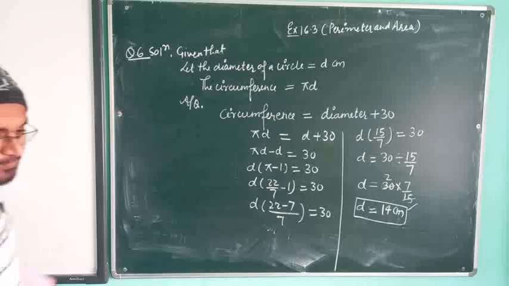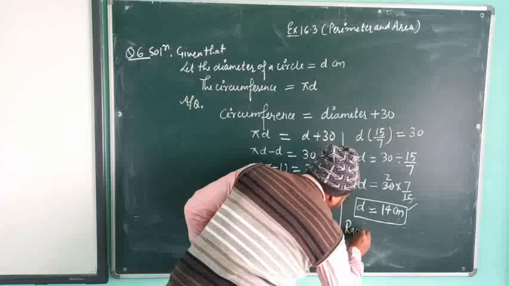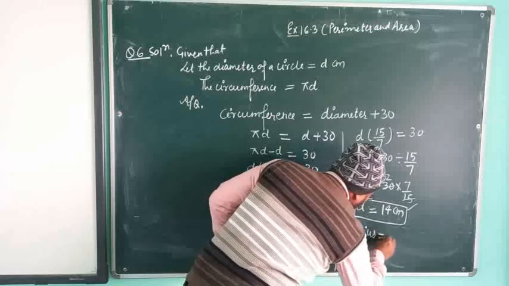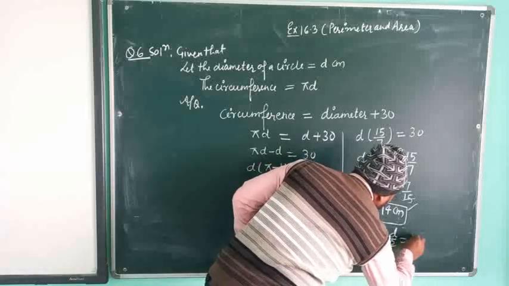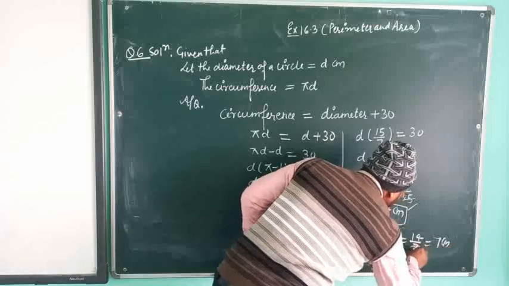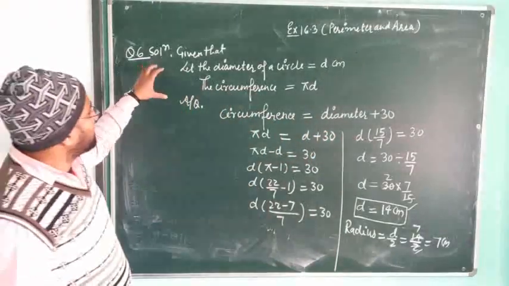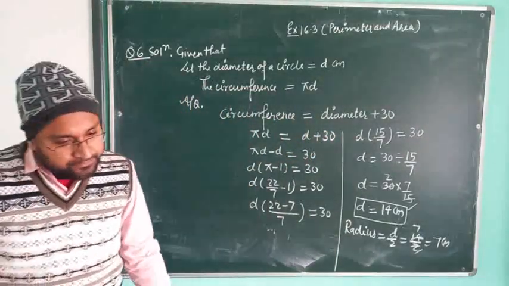Now I want to find out the radius of the circle. So radius is equal to diameter by 2. So 14 by 2 you are getting 7 centimeter. 7 centimeter is the radius of the given circle.